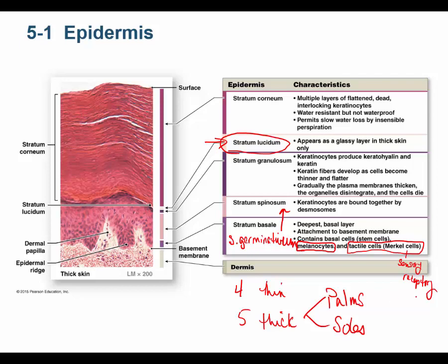I don't know why I'm not spelling well today. It's not receptory, it's receptors. This is receptors. All right.